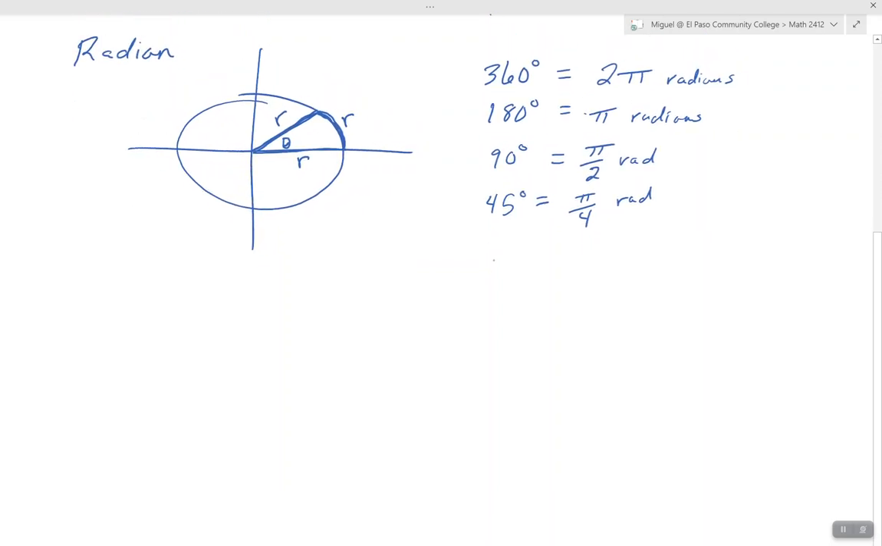What about 0 degrees? How many radians? Any guesses? 0, good. So 0 degrees means we're at that positive x-axis and we haven't raised that bar at all. The terminal side is on top of the initial side. So we're not measuring any angle, so it's 0 for both.